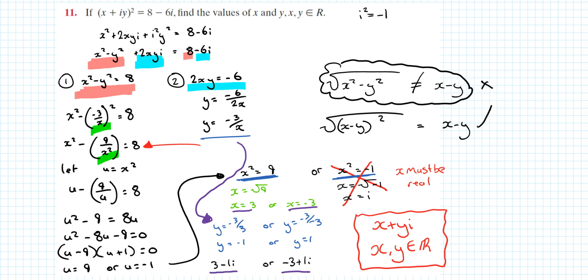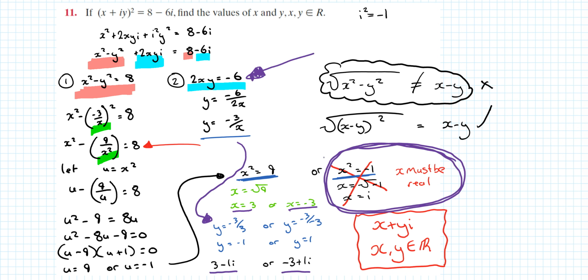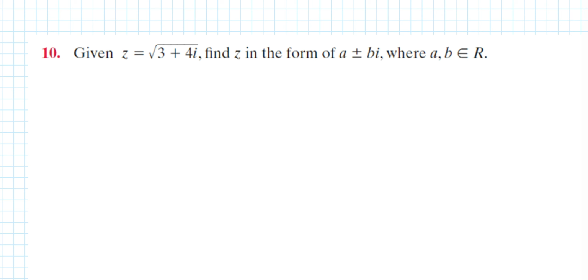Long question. But once you get to here, it's not really complex numbers anymore. It's just algebra until you get to here and need to know that x cannot be i. Okay, so one more question before we finish up. Okay, and let's look at this one. Okay, so I know that this is equal to 3 plus 4i, but z is a plus or minus bi.